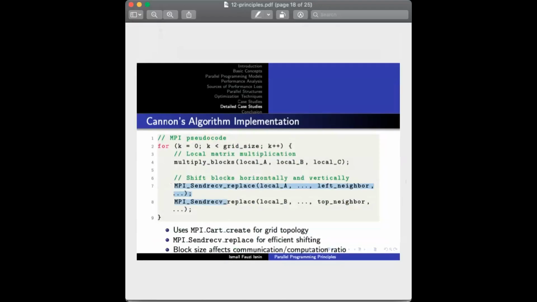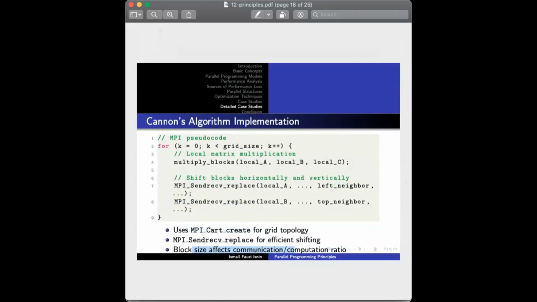To implement this, clearly we use MPI cart create to define our logical 2D Cartesian grid topology. When tuning this algorithm, your choice of block size is critical, as it directly alters your communication to computation performance ratio. So it will affect a lot, and you have to be careful on that.